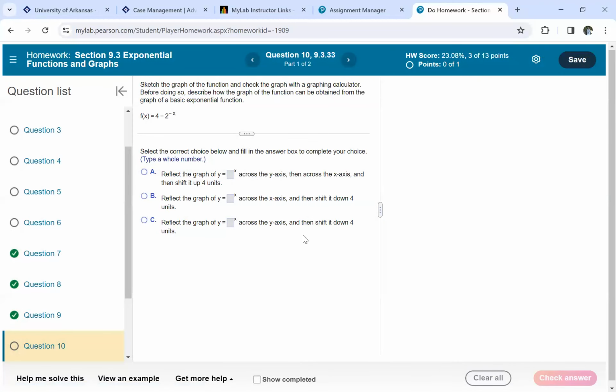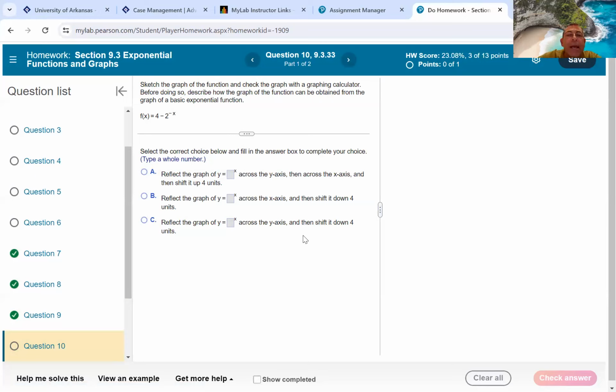Now this one, step by step, I would treat the 4 like it was in the back. If you were to start doing the moves on this one, we're really going to treat this like it's -2 to the negative x plus that 4. They're just putting it out of order to mess with you.